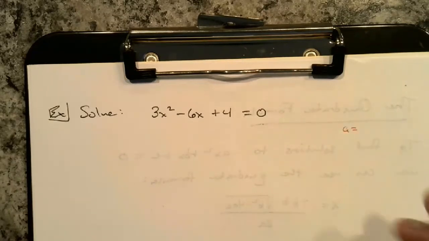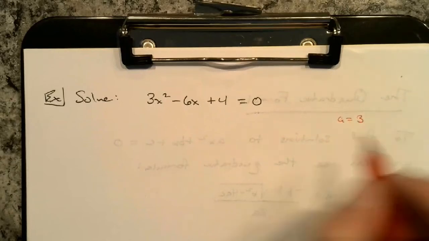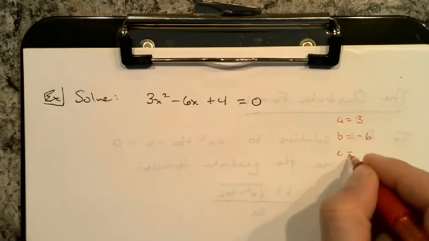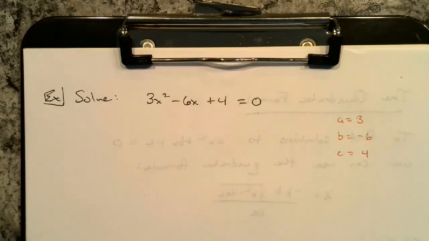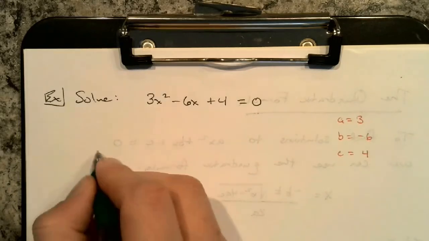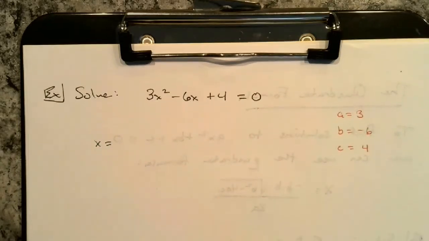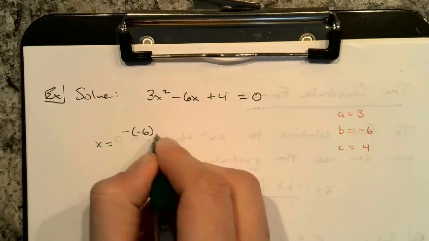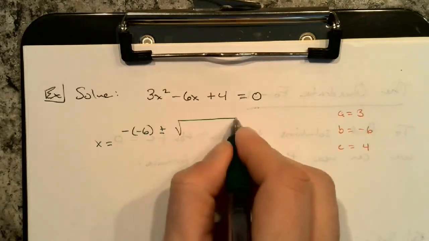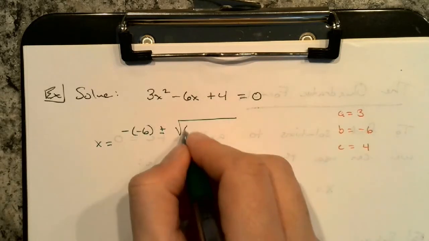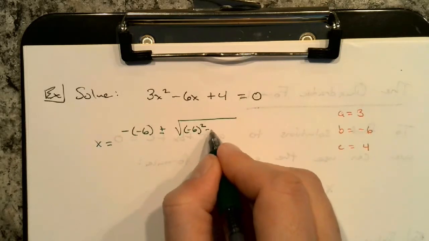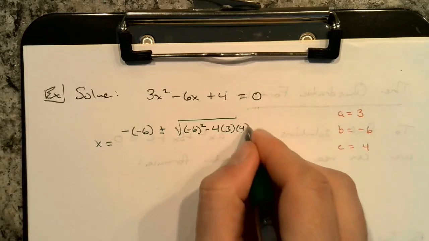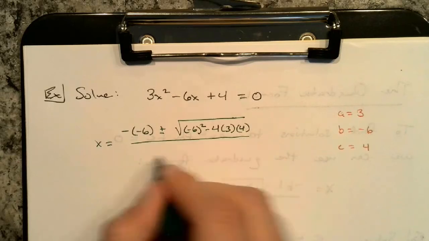Let's just go over what a, b, and c are. A in this case is equal to 3. It's the coefficient of the x squared. B is the coefficient of x, so it's negative 6. And c is a positive 4. And using the formula, right, it's x equals, and you should memorize the formula. So we'll do it out loud. It's negative b, so it's negative 6 plus or minus the square root of b squared, so b is negative 6, so it's negative 6 squared, minus 4ac, so it's 4 times a, which is 3, times c, which is 4, and this is all over 2 times a.